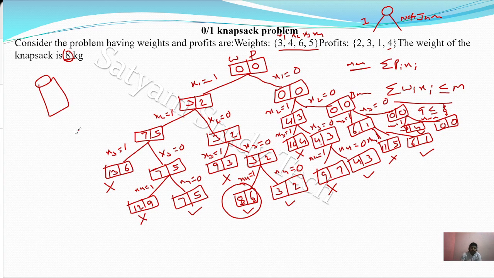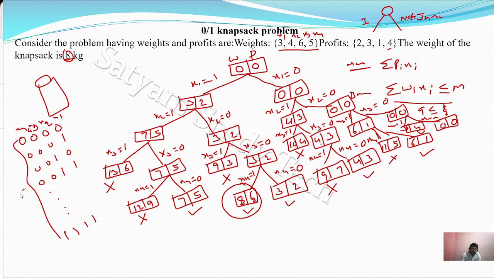For example, how many nodes are there here? In these 4 objects, all are not included, that is x4, x3, x2 and x1. For example, the first one is included and the second one is included, or x2 and x1 are included. Like that, up to 1 1 1 1. So the number of nodes is 2 power 4, that is 16 nodes.